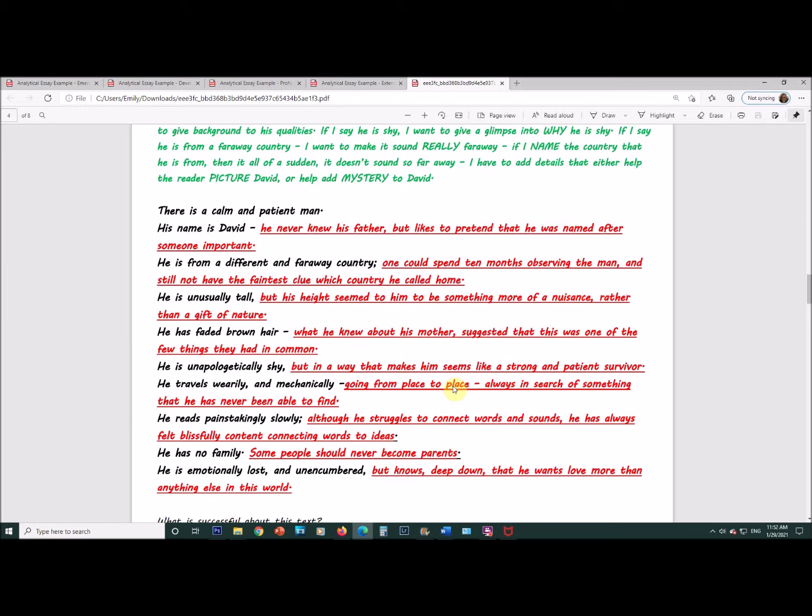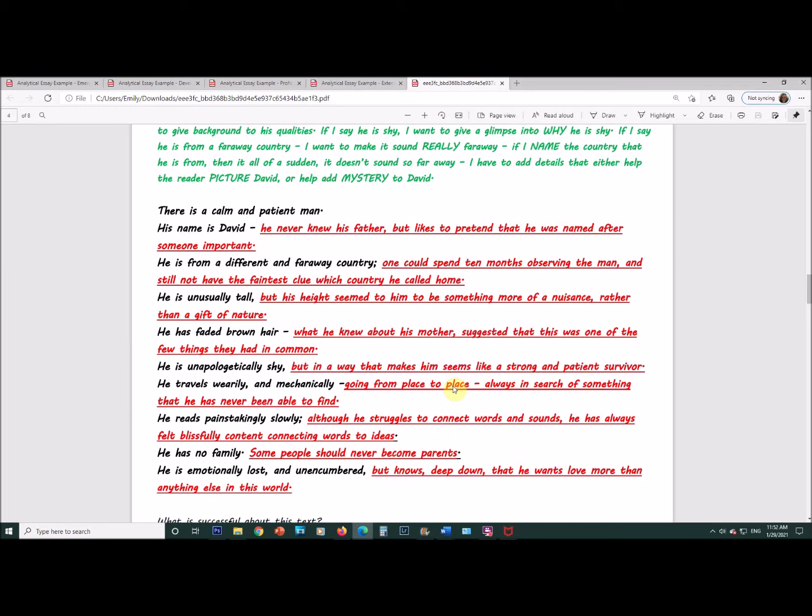He is unusually tall, but his height seemed to him to be something more of a nuisance rather than a gift of nature. This I added to give a sense of conflict. He's unusually tall. That's great. Remember, originally it was he is tall. Then it became he is unusually tall. But I want to make it look like being tall is a struggle for him. It's not something that's maybe helped him through life. This guy has some stuff going on in his life, and I want the reader to maybe feel sorry for him.